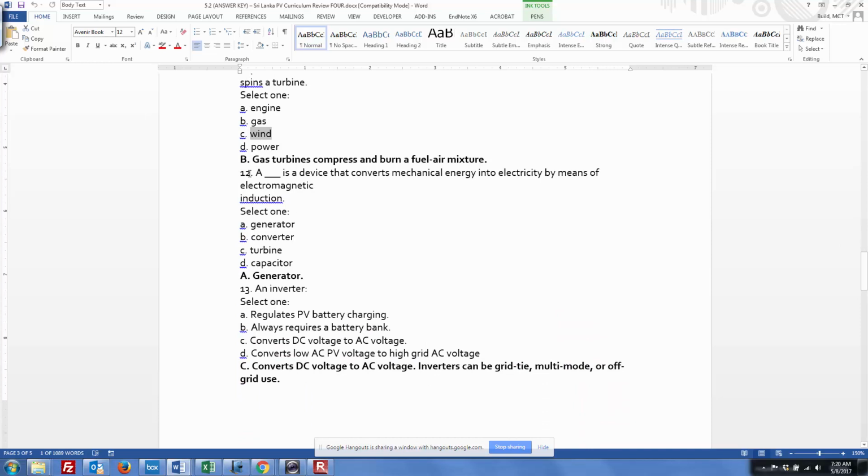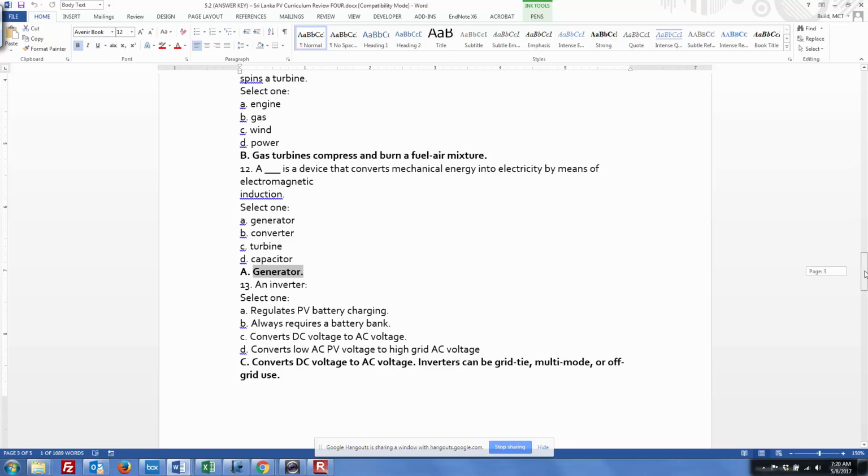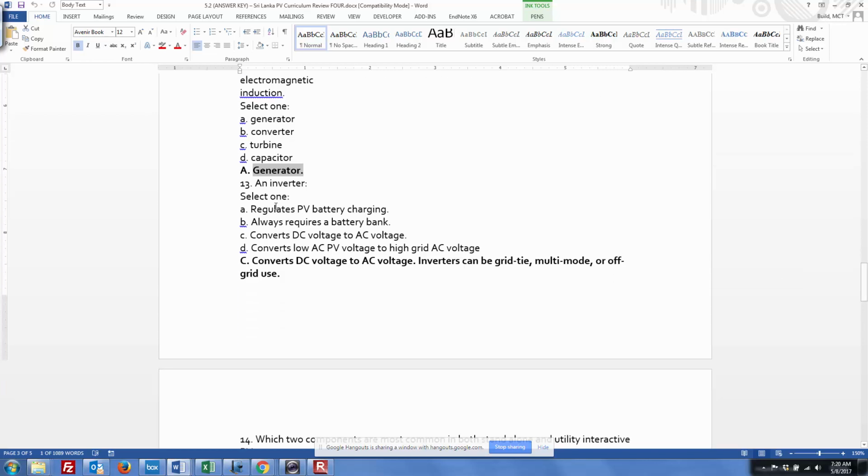Okay, number 12, a blank is a device that converts mechanical energy into electrical. And that is a generator. So the mechanical energy is something spinning. I'll show you that as well. An inverter converts DC to AC. We've shown that.